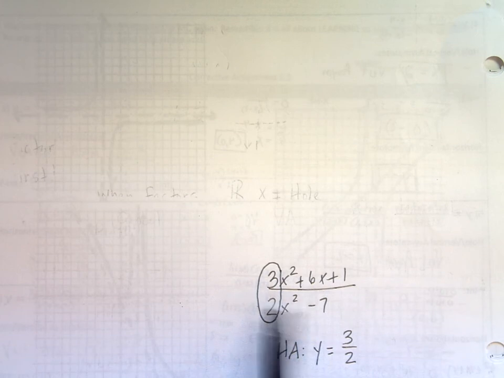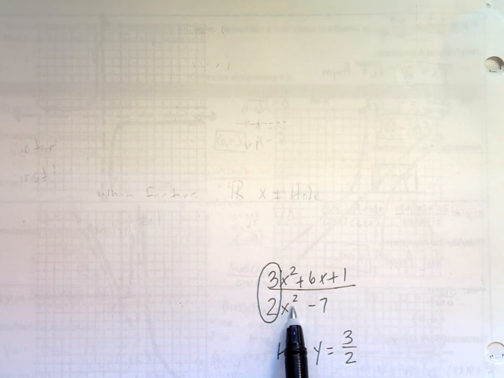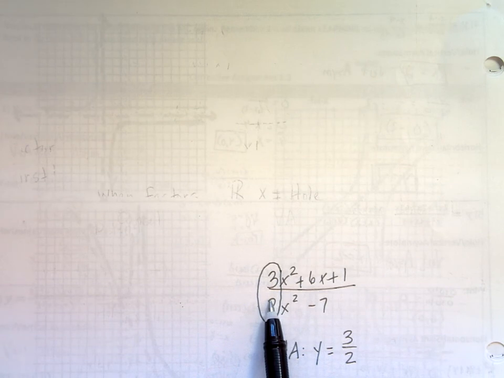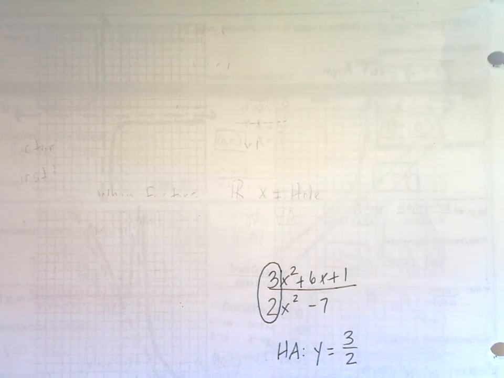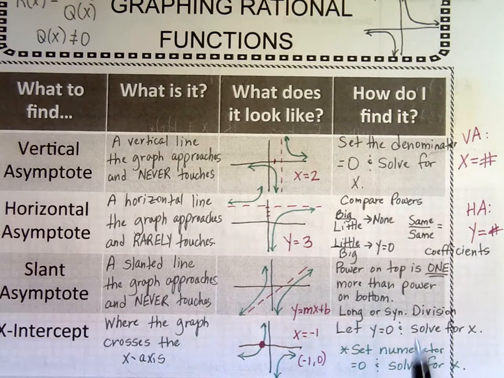So I just made this up. If I have 3x squared plus 6x plus 1 over 2x squared minus 7, see how the powers are the same? I have an x squared up top and an x squared on the bottom. I have to take the numbers in front. They're coefficients. And they make up what my horizontal asymptote would be. And again, remember, it has to be y equals, you need that there. Don't just put 3 halves. So the horizontal asymptote is y equals 3 halves, the coefficients on those variables that have the same powers. Okay, so I could give you an example. This box just wasn't big enough to say all that.